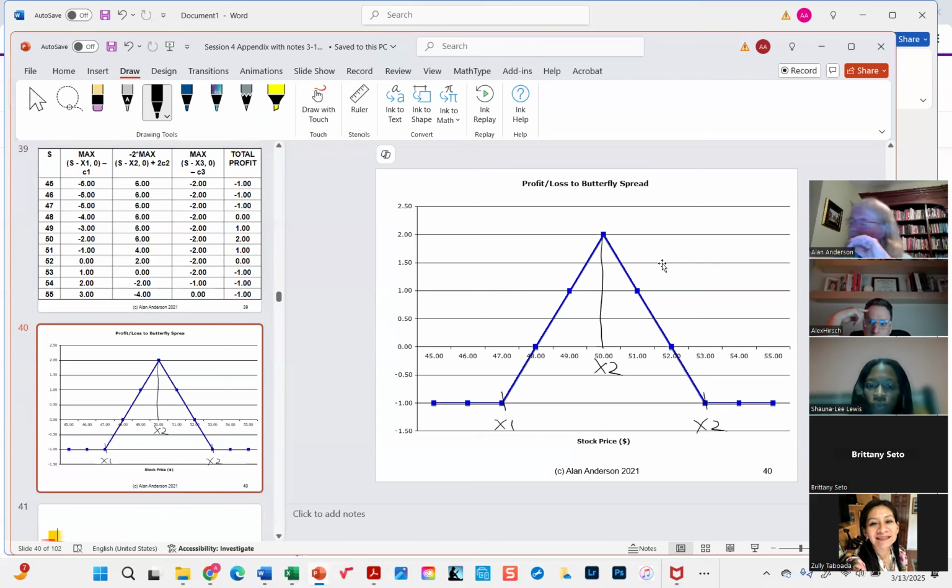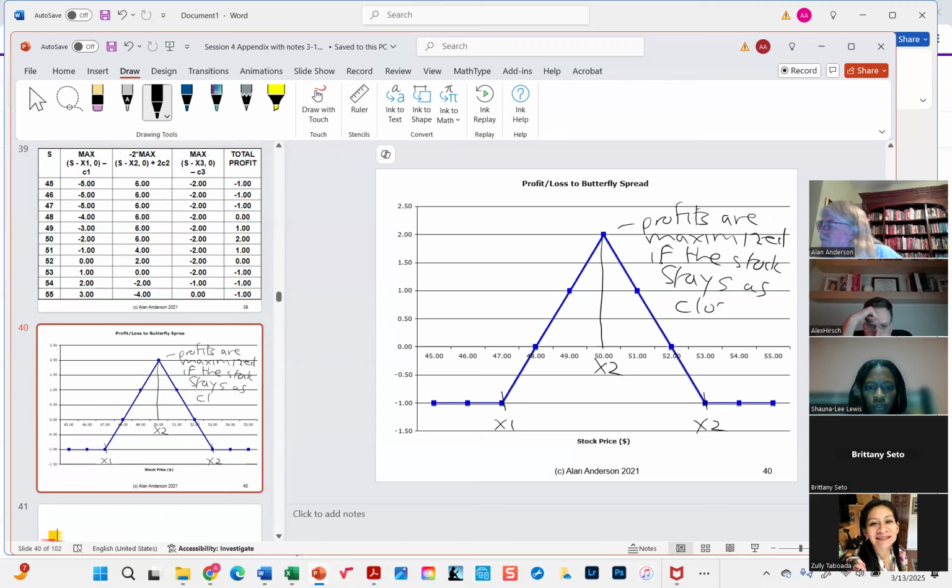But what we're hoping will happen is the profits are maximized if the price of the stock stays as close as possible to 50, X2. So what you're basically betting on here is that the price of the stock will stay very stable. That's a very different scenario.